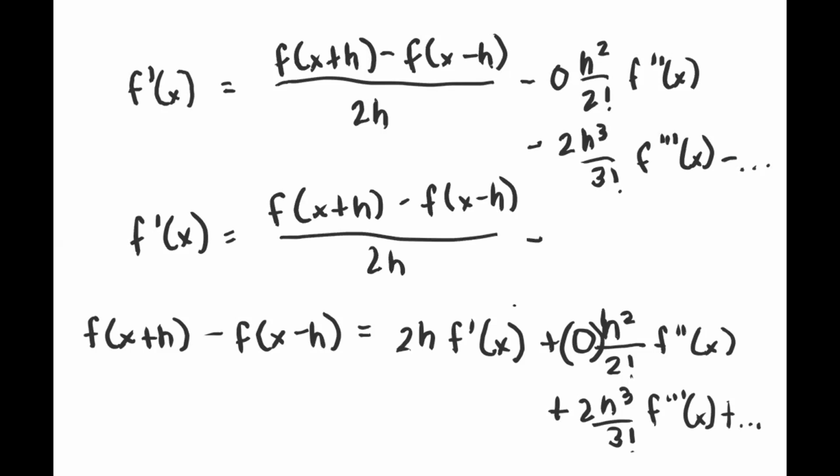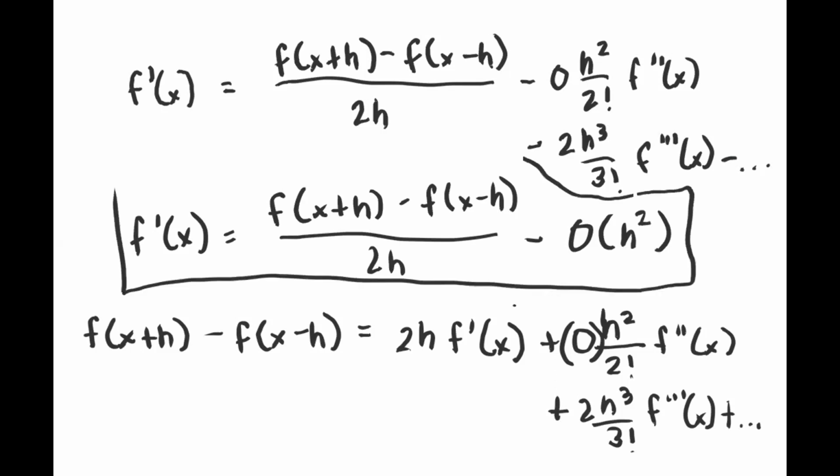minus a truncation error of order h squared. So that's what I will say. So this is the formulation of the central difference method. And as you can see, I have an error of order h squared. So ang pinakamalaking order ko is h squared.